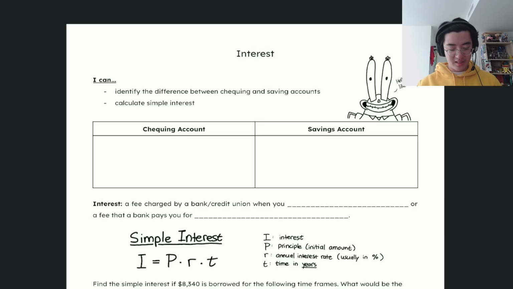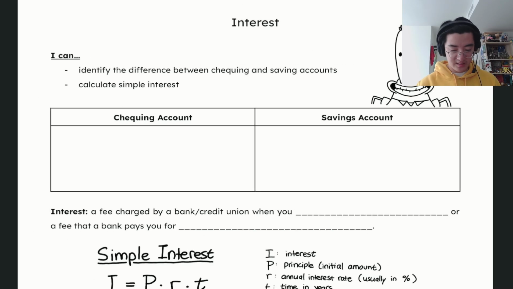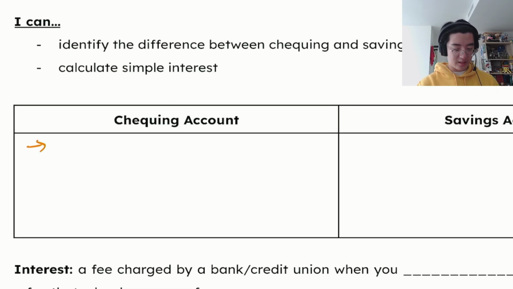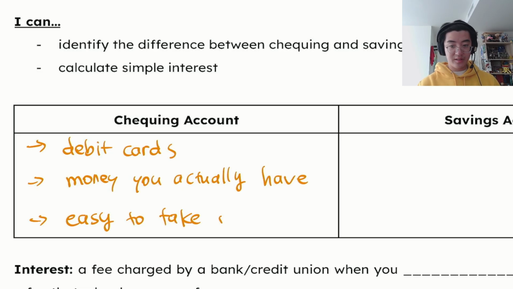Now with interest, interest often is associated with the savings account. There are two different bank accounts that we often see: checking and savings. The checking account is often tied to debit cards. This is the money that you actually have, and it is easy to take in or take out. So it's easy to put money in, and easy to take money out.